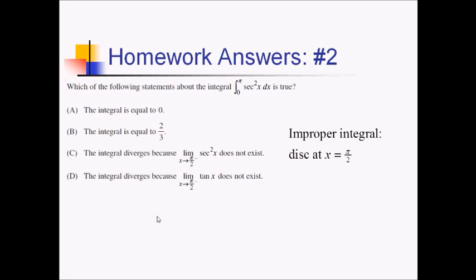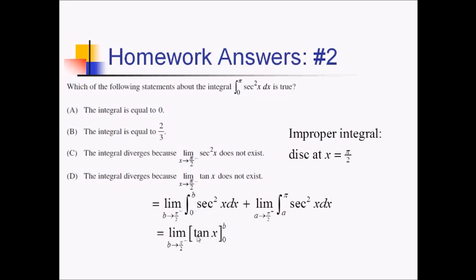So I'm going to rewrite this with limits. I've got the limit as b approaches pi over 2 from the left of the integral from 0 to b of our function secant squared. And I also have to approach pi over 2 from the right, so I have the limit as a approaches pi over 2 from the right of the integral from a to pi of secant squared. Now I'm just going to evaluate these separately. So I've got tan of x from 0 to b, still have this limit as b approaches pi over 2 from the left.